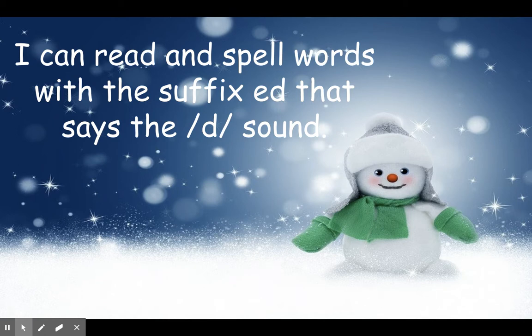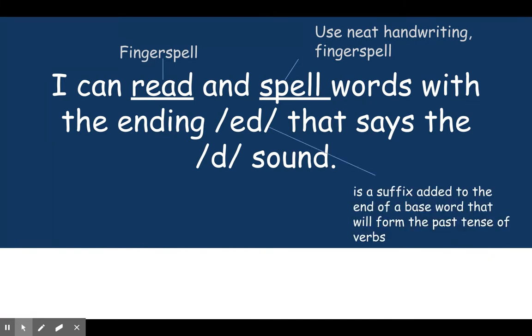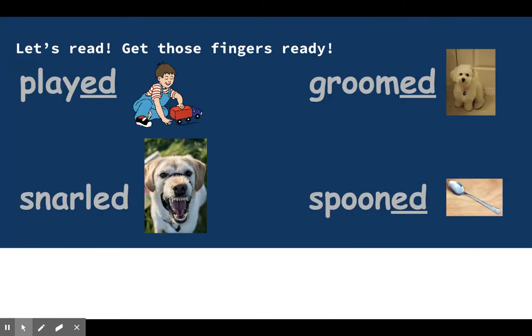So let's take a quick look at our target. When we read, we're going to finger spell. When we spell, we're going to use neat handwriting and bring those fingers back, of course. Now, we are going to use ed, which is a suffix or an ending. We, of course, need a real word or a base word first. And that base word, when we add an ed, happens in the past. It's called past tense. And today it's going to make the d sound.